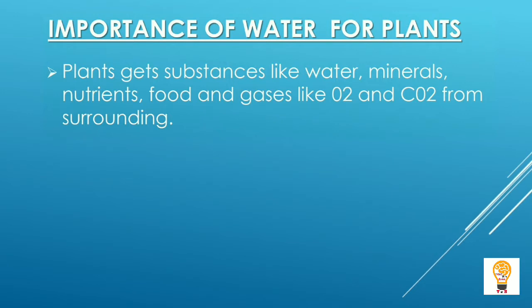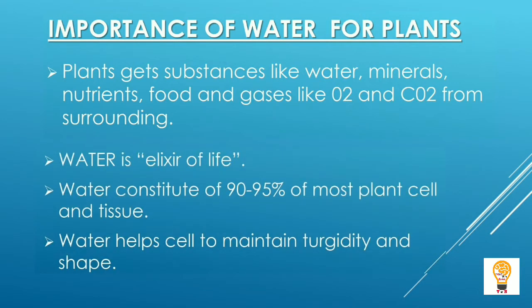Plants get substances like water, minerals, nutrients, food and gases like oxygen and carbon dioxide from the surroundings. Now, plants get water from the surroundings like other substances. The second point they have given is water is the elixir of life. Now, what does this mean? It is basically a Hindi word known as Amrit, meaning it is the heart and soul of the life of plants. The next point says water constitutes 90 to 95% of most plant cells and tissues.